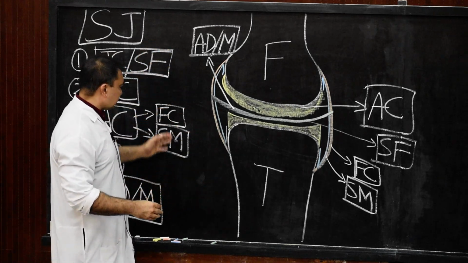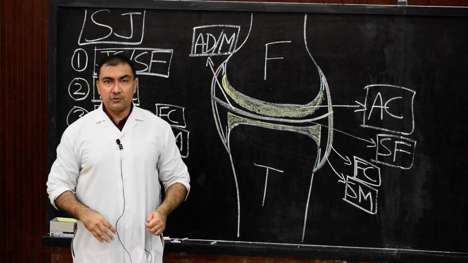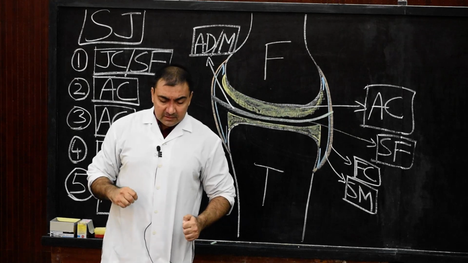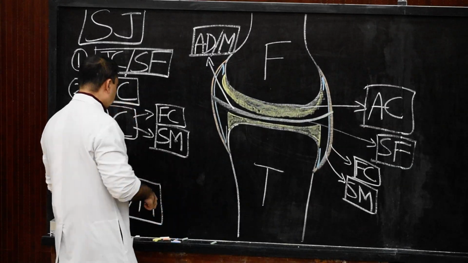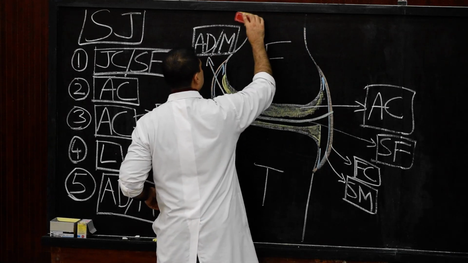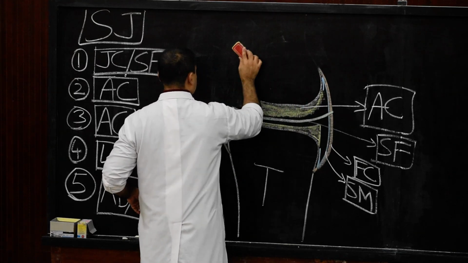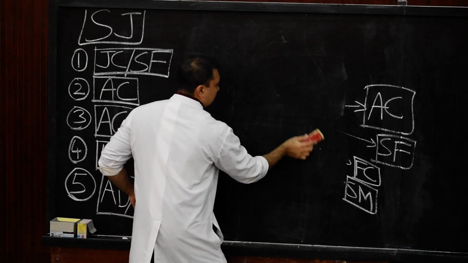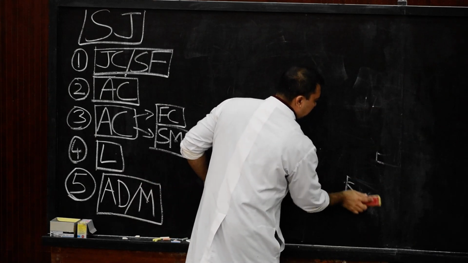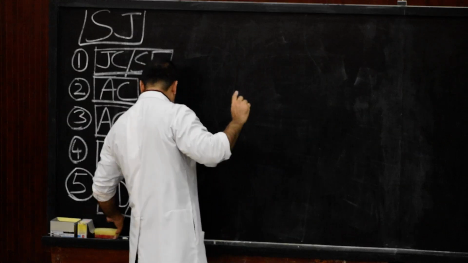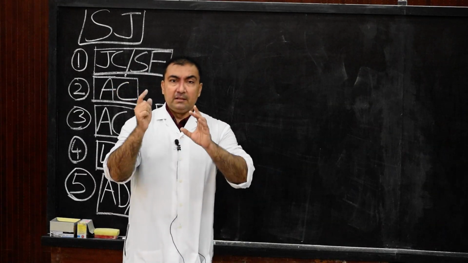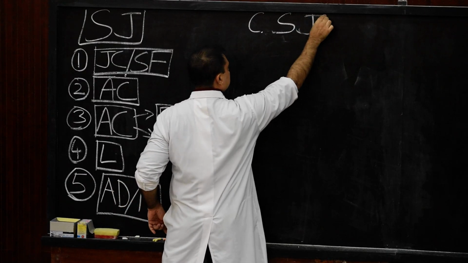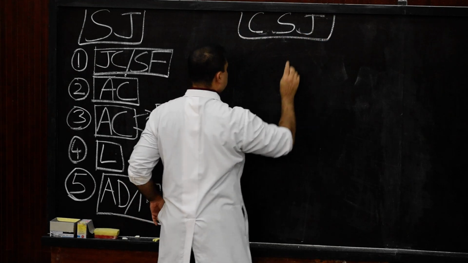Now based upon these features, we will classify the synovial joints into various categories in a flow chart. Therefore, now the classification of synovial joints, accordingly we will make a flow chart. So I will need some space here, I will rub here, and then we will classify the entire synovial joints of our human body. And that classification will be based upon two factors. This is the classification of synovial joints.